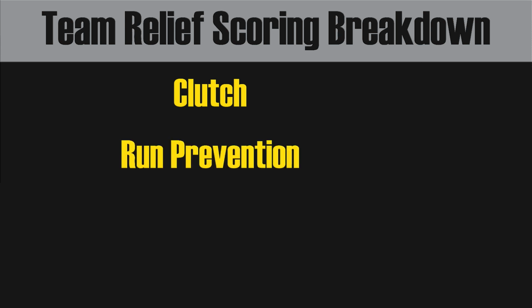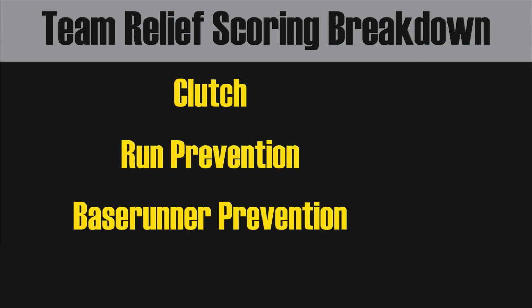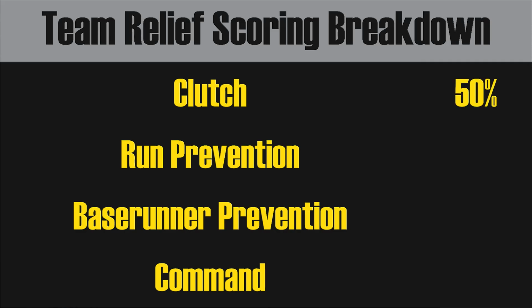So, in accordance with those philosophies, when we do our team and individual rankings, we break them down into the following 4 categories: clutch, run prevention, base runner prevention, and command. Clutch makes up 50% of the score, run prevention 35%, base runner prevention 10%, and command 5%. Let's go through each briefly.